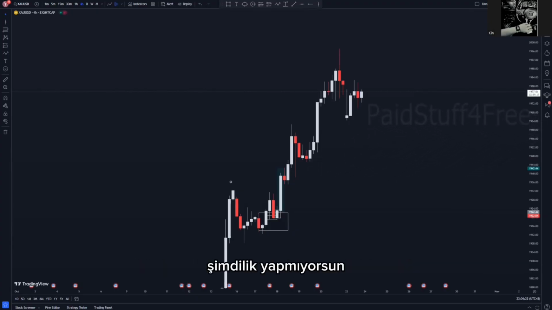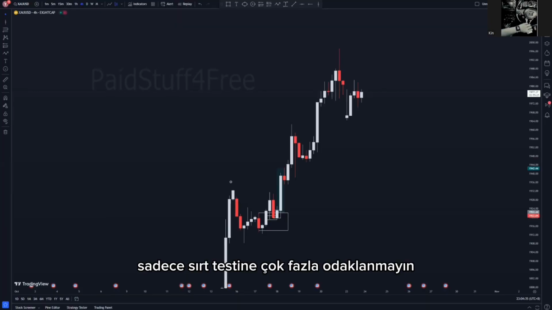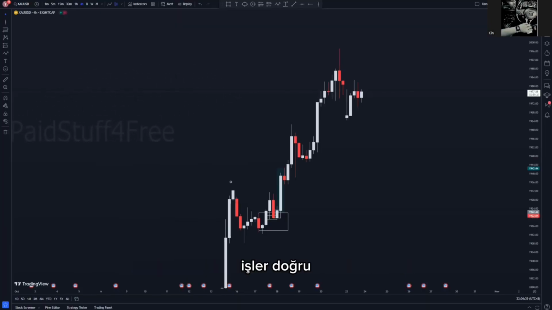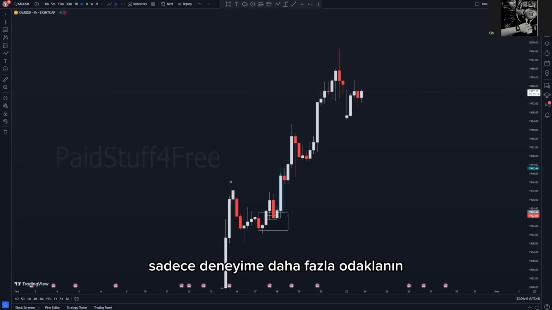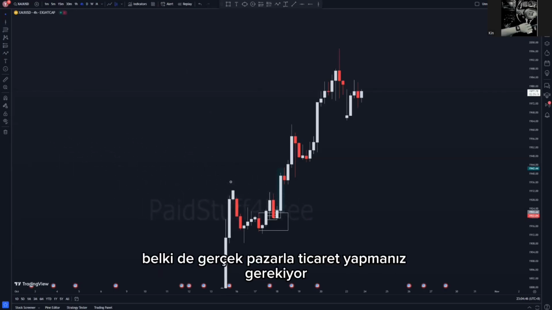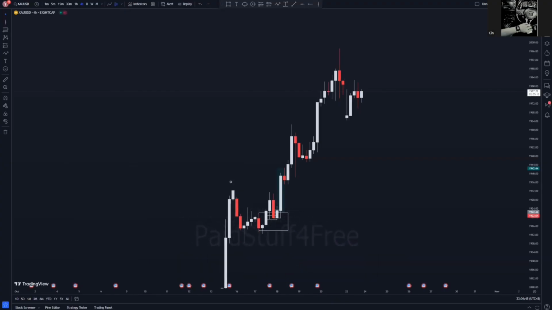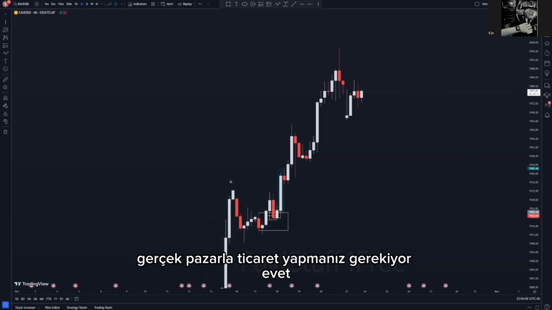For now, you guys don't need to worry about the knowledge. Basically, for knowledge you need to do back testing, but for now you already have the knowledge. Maybe don't put too much focus on the back testing. Just put more focus on the experience, which means you need to front test. You need to trade in the real market.